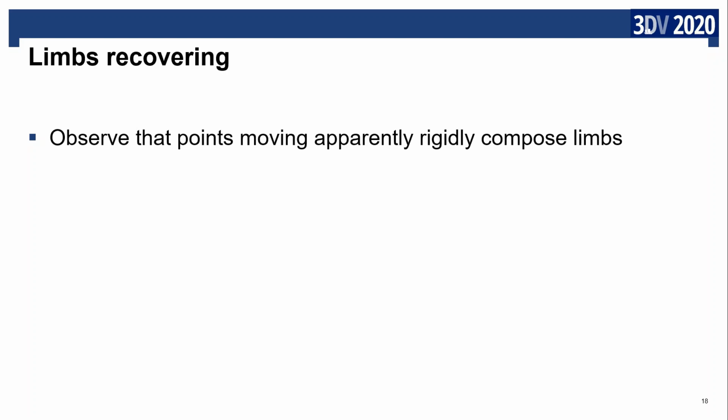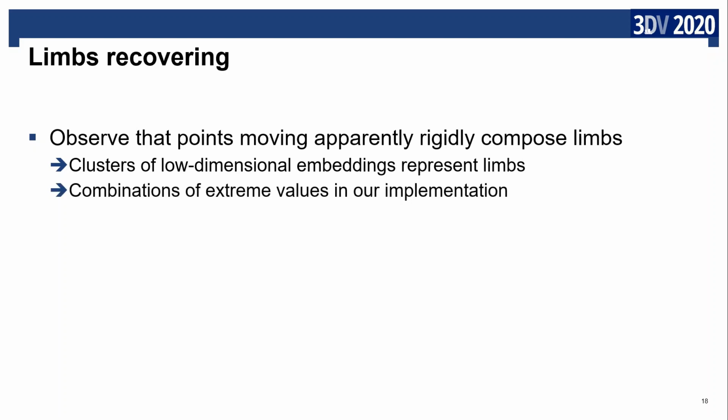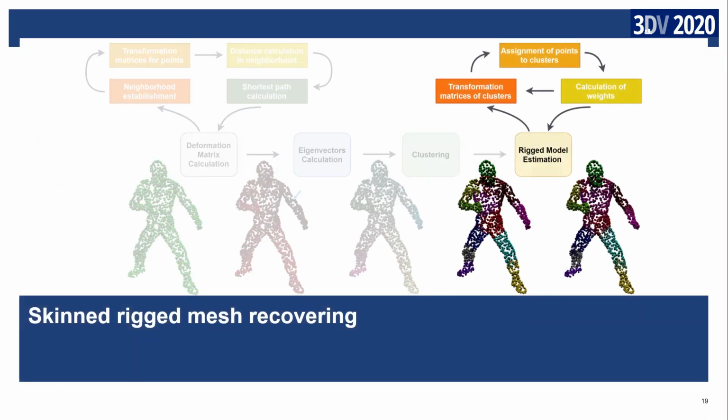One important observation in our distance measure is that for points apparently transforming rigidly, the distance between them should be small. And since the Euclidean distance between low-dimensional embedding encodes the deformation distance, we can perform clustering to get a set of rigid limbs. Many clustering methods can be potential candidates, and in our case, we choose the combination of extreme values to be the clustering criteria. Until this stage, points are grouped to form a set of rigid limbs, and we'll proceed to assign points to possibly multiple clusters to form a rigged mesh model.